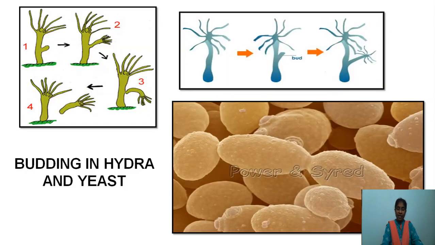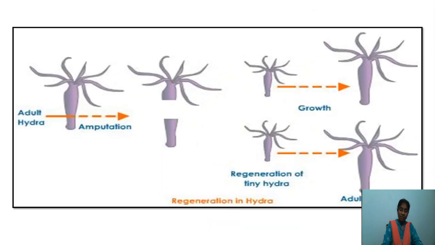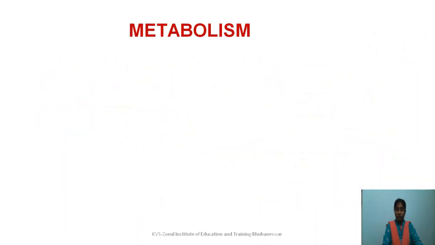Then budding in hydra and yeast. You can see the diagram of budding being done in hydra and yeast. Next one is regeneration in planaria. Already you have learned this in class 10. Then the adult hydra by amputation giving regeneration of a tiny hydra. Then the adult hydra, that is also known as growth and reproduction.